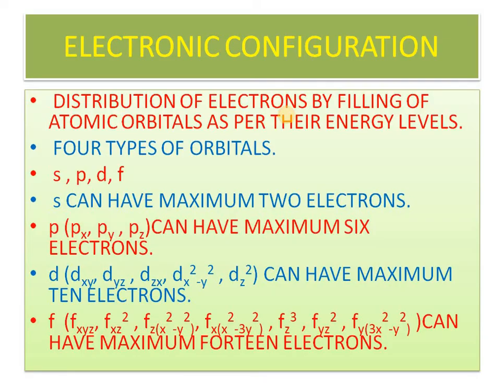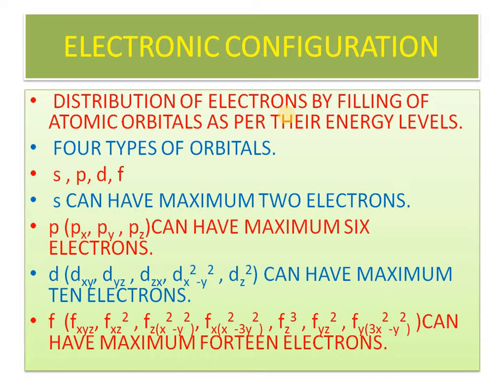Now we are moving towards the basic thing which we saw in the last video, electronic configuration. Let me put more details over it. Electronic configuration means the distribution of electrons by filling of atomic orbitals as per their energy levels. Lesser energy will be filled first and higher energy will be filled later. Basically there are four types of orbitals: s, p, d, f, accordingly the s, p, d, f blocks.